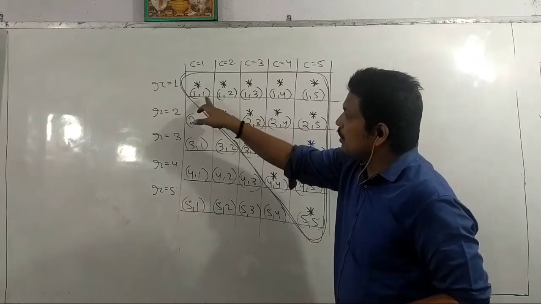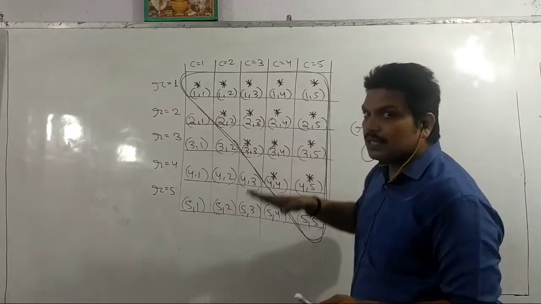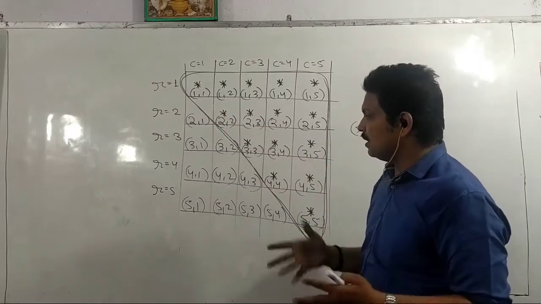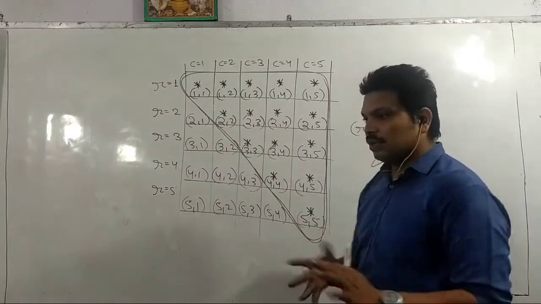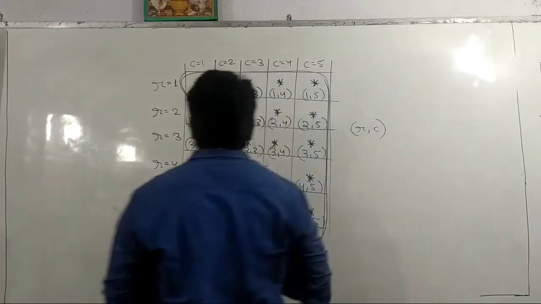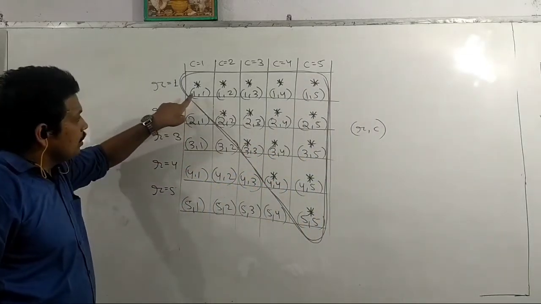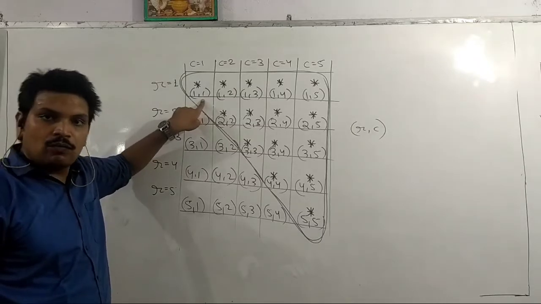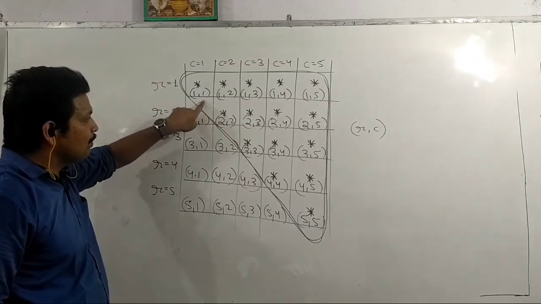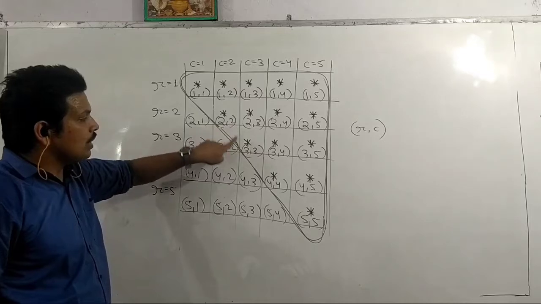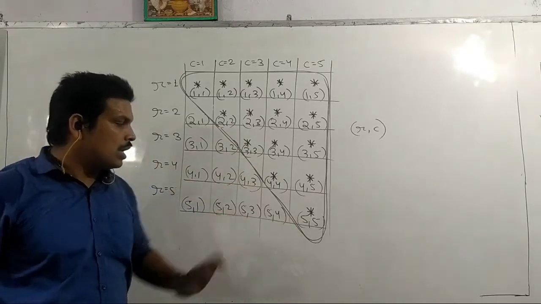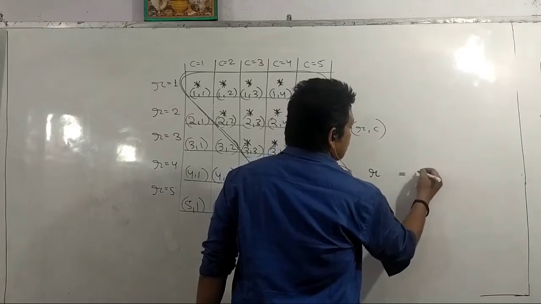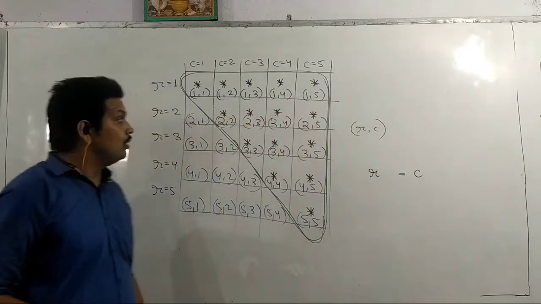See the border stars, the stars which are available at the bottom. 1 plus 1, 2, 2 plus 2, 4, 3 plus 3, 6, 4 plus 4, 8. So here the value of R is equal to the value of C. Here also R is equal to C, R is equal to C. So the condition is R is equal to C.